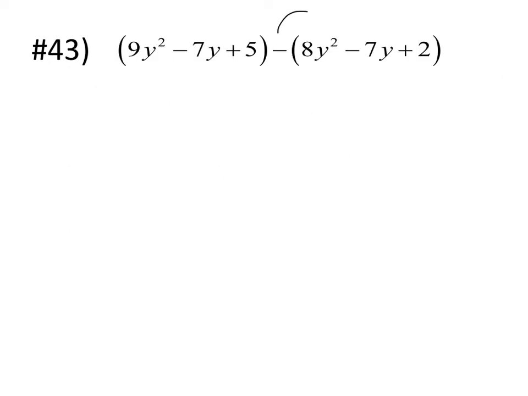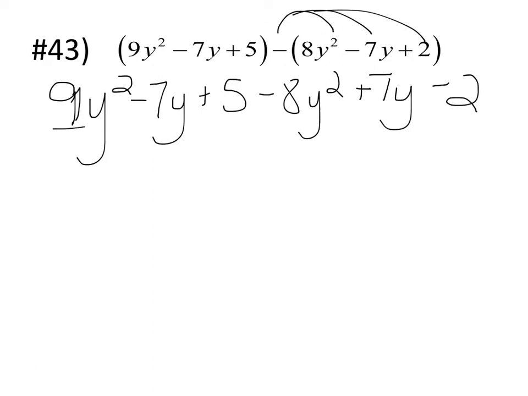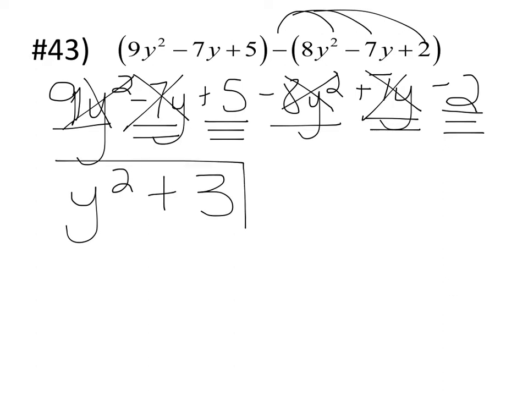Here you're subtracting, so you actually have to distribute the negative to all the pieces in the second trinomial. So when we rewrite it, you get 9y squared minus 7y plus 5 minus 8y squared plus 7y minus 2. So 9y squared minus 8y squared is just y squared. That's 1y squared. Negative 7y plus 7y cancel each other out to 0. And then 5 minus 2 is just 3. So you get y squared plus 3.